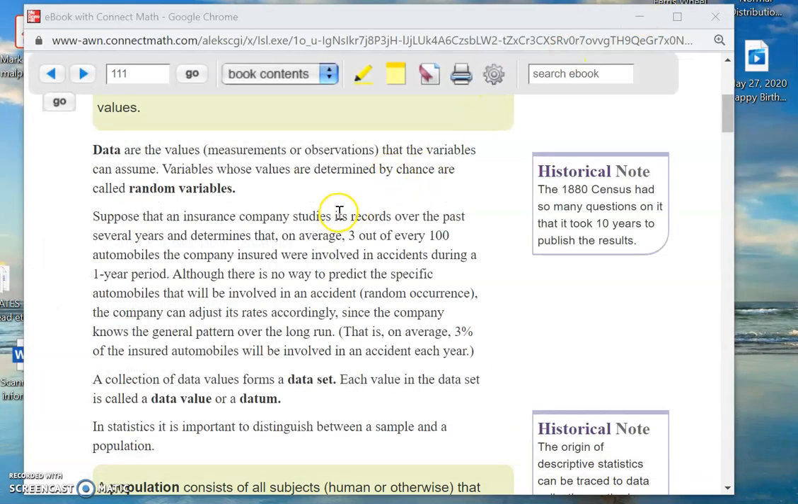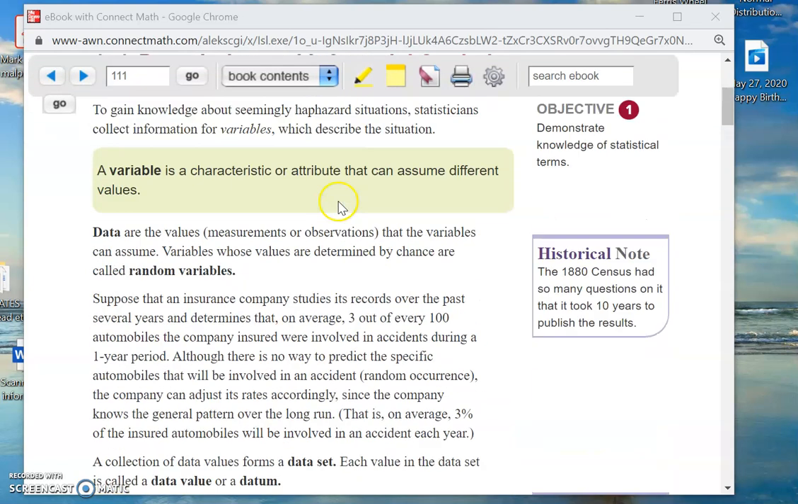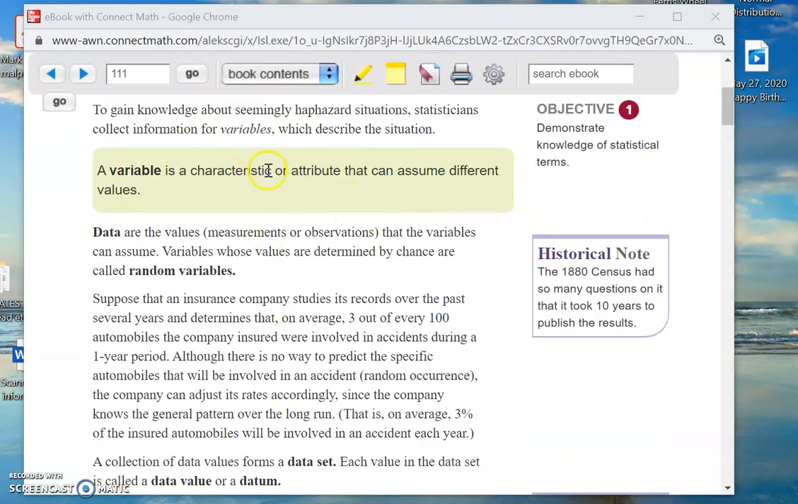All right, so this is our first real definition. I'm urging you, be careful with definitions. They're very important.